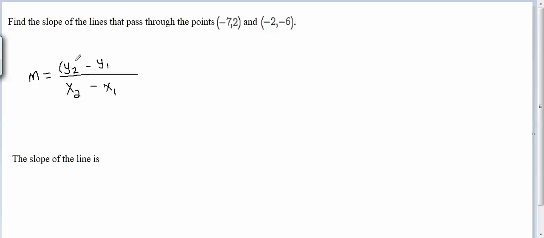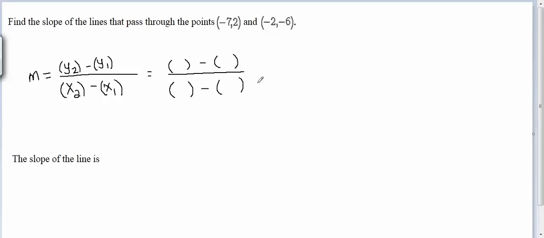So there's my formula. And now I'm going to write that formula again, leaving space for each of the numbers. So here's where my y2 will go. Here's where my y1 will go. There's my x2, and there's my x1. I've really found that beginning a problem by setting up in this way will save time and errors if we have a lot of negative signs to keep track of.